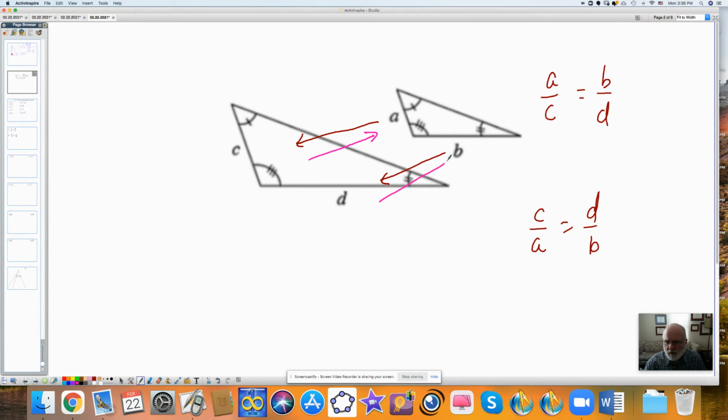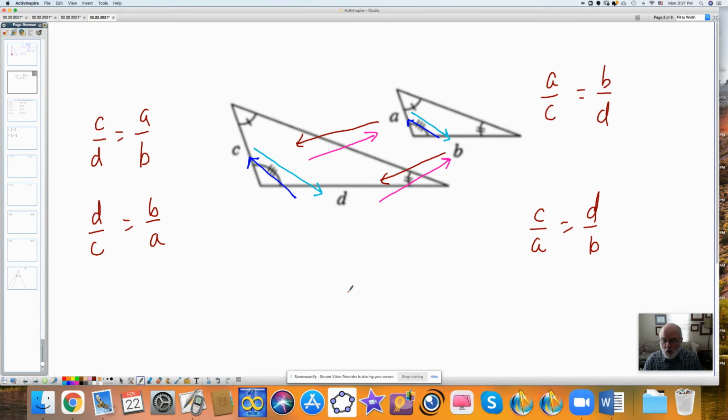It's going from the large triangle is to the small as the large is to the small. We could also write the small side is to the longer side as the smaller side is to the longer side. So I could write C is to D as A is to B. And if I reverse that and go in the opposite direction, the long side to the short side, long side to the short side, then I get D is to C as B is to A. What do these all have in common?